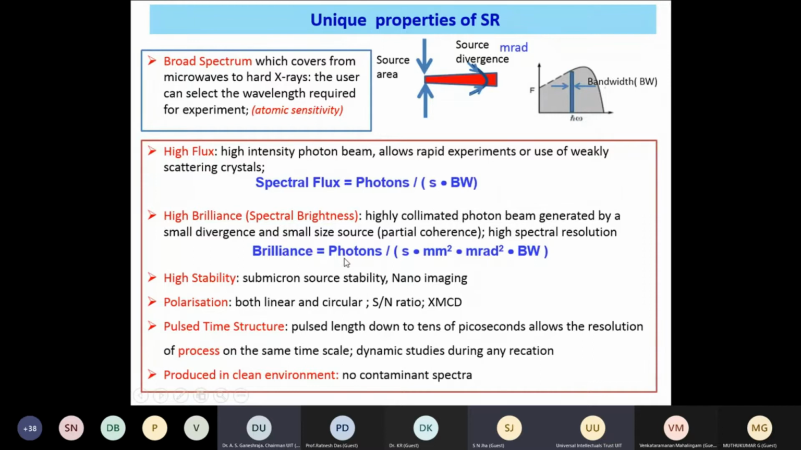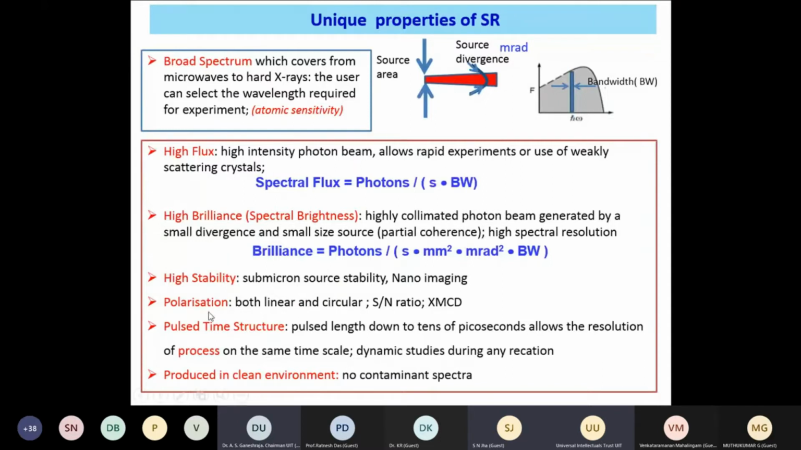So it has very high spectral resolution, and it is defined by photons per second per unit area per unit solid angle per unit bandwidth. Another important quality is that it has high stability, because the whole arrangement has submicron source stability. So it can be used for nano imaging.